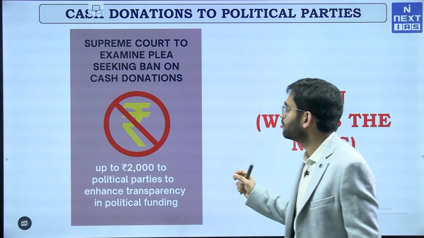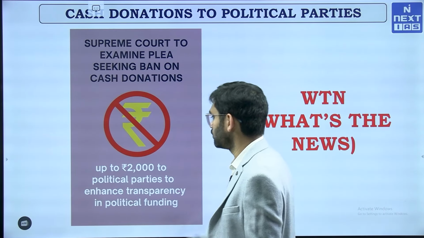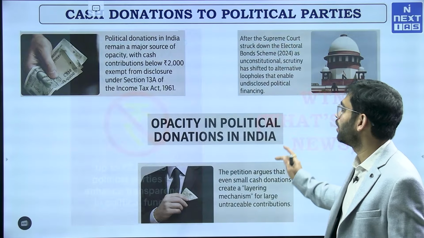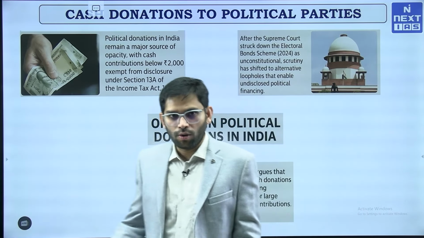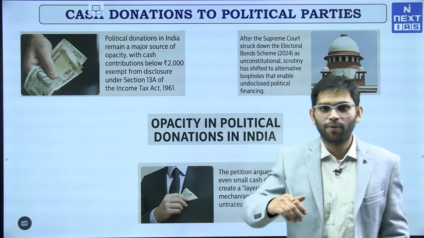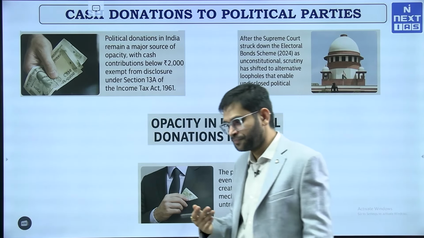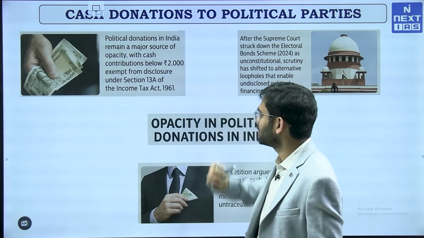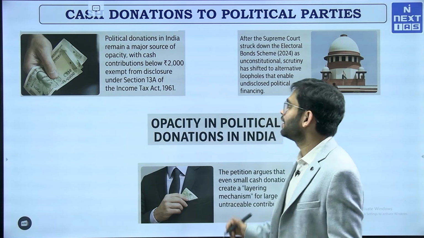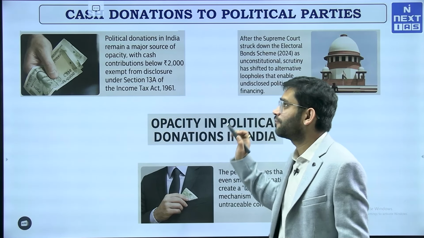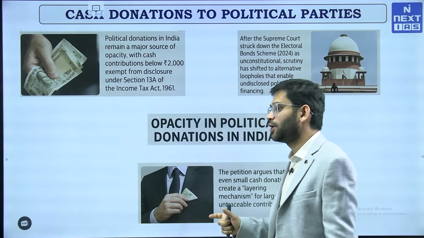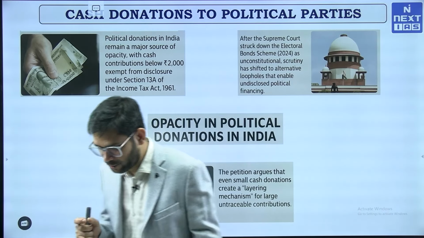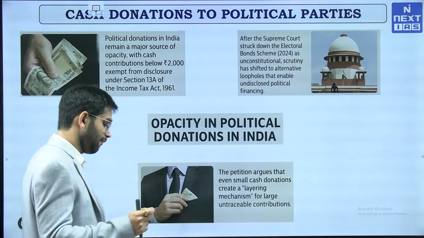The Supreme Court is to examine a plea seeking a ban on cash donations, up to 2000, to political parties to enhance transparency in political funding. We need to understand how political parties function and how political party funding goes on. Before that, political donations in India remain a major source of opacity with cash contributions. Under section 13A of the Income Tax Act, contributions below 2000 are exempt from disclosure.